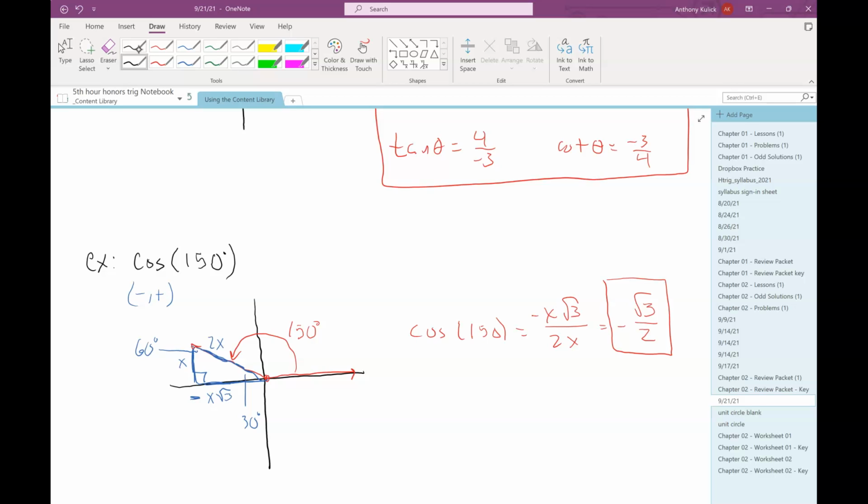Everybody so far so good? Mackenzie? Well, because the point P in this case is in the second quadrant, the x-coordinate has to be negative. So that side that corresponds to the x side had to be negative.